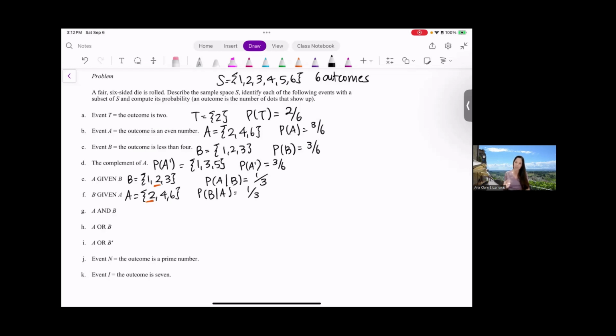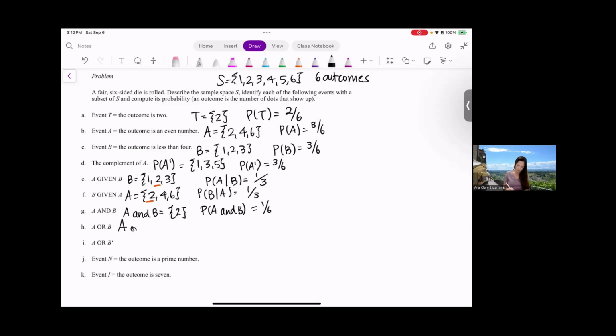A and B means it needs to be in both A and B. Well, the only number, as we see, that is in A and B is 2. Listing that sample space first. And then the probability, we're not talking about a subset here. We're just talking about the probability of A and B. There's only one of those out of 6. So our denominator doesn't change. Our total sample space doesn't change.